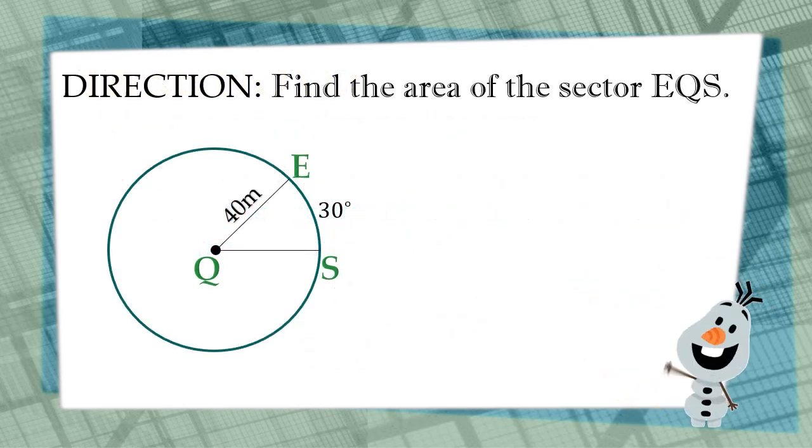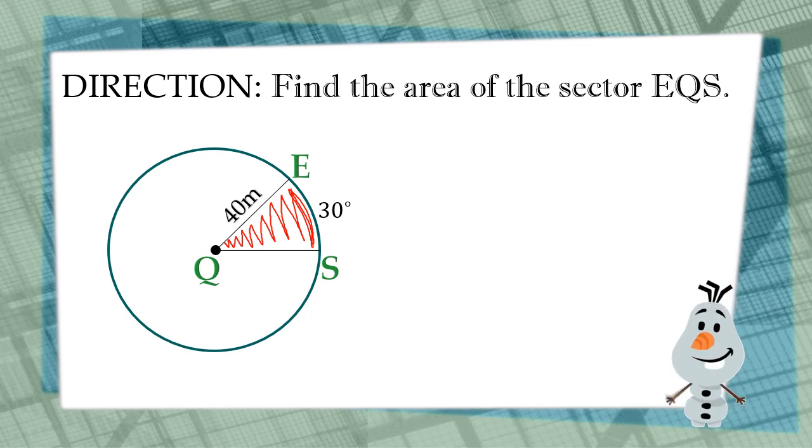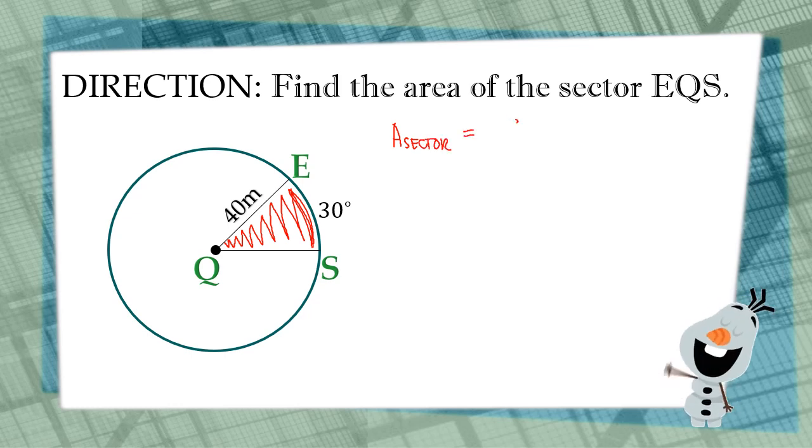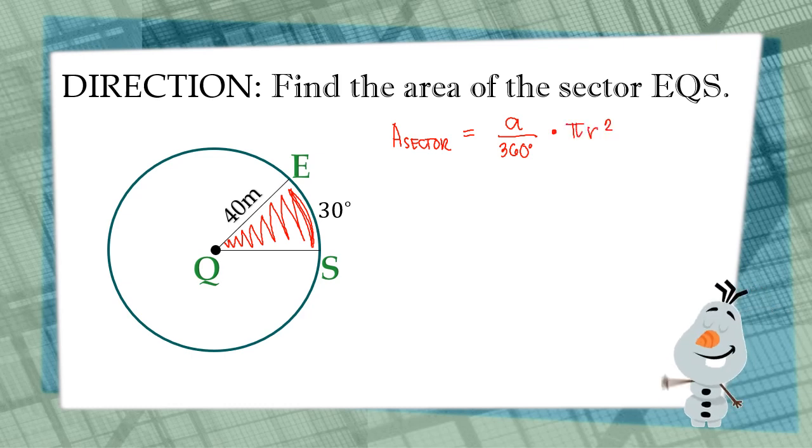For our first example, find the area of the sector EQS. That means we are supposed to find the area of this region. Of course, we are going to use the formula stated before. The area of a sector is equal to the degree measure of the intercepted arc divided by 360 degrees times the area of the entire circle.